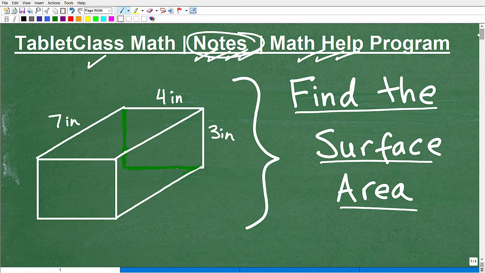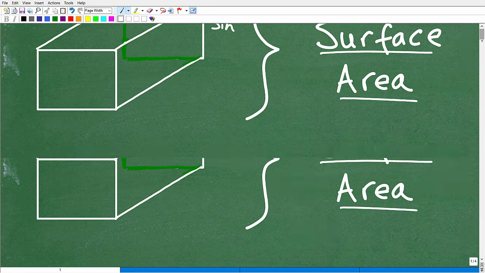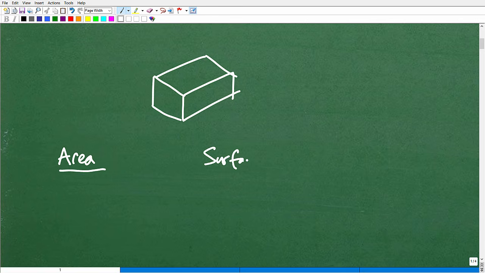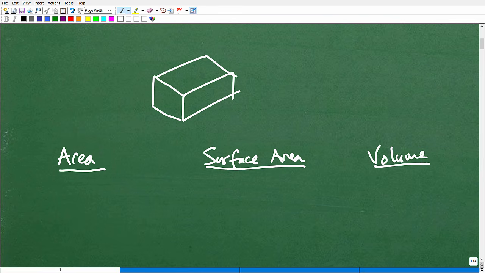Okay, so let's get into surface area, but before we talk about surface area alone, let's discuss a quick review. I'm going to draw this little rectangular box here. The concept of area, then obviously we have surface area, which is a particular type of area, and then we have volume. So these are the topics that, if you're studying surface area, then chances are you've already talked about area and you're soon going to be talking about volume.